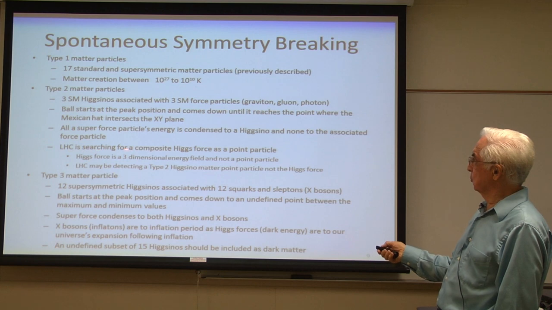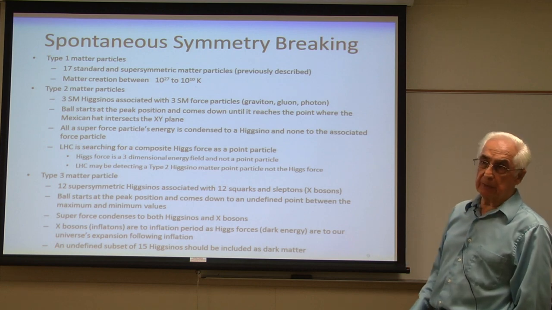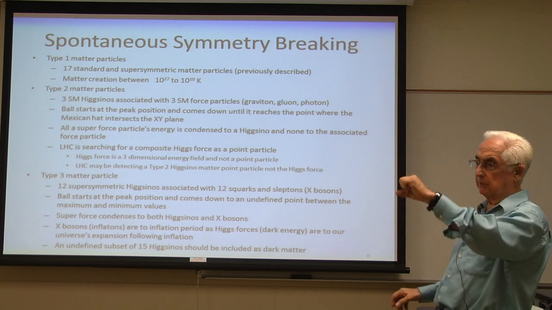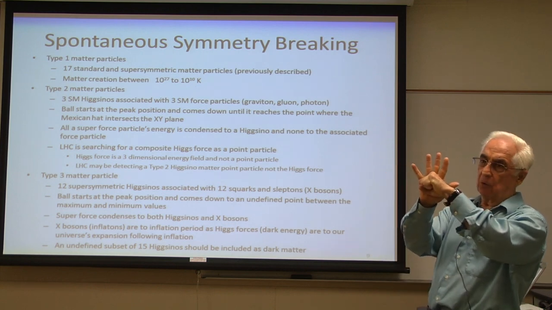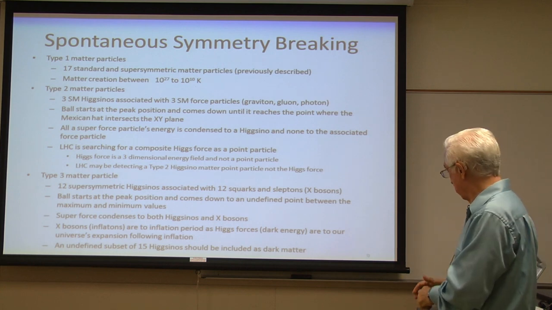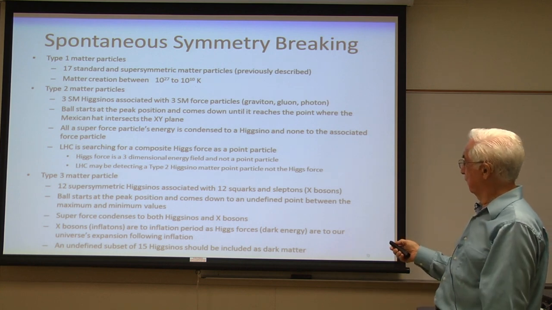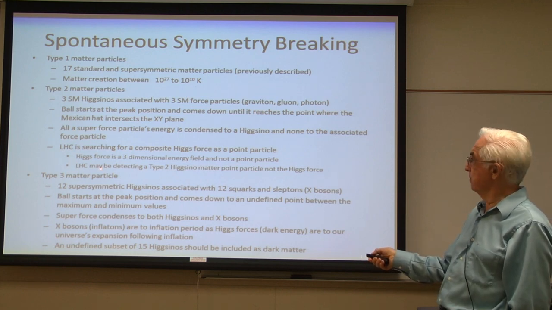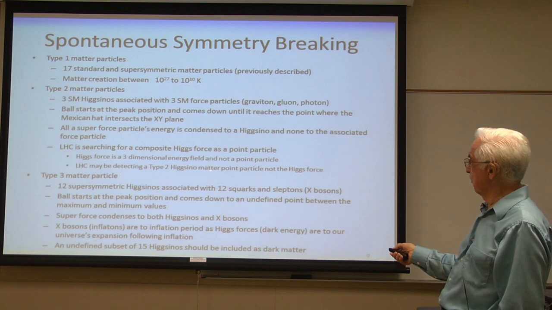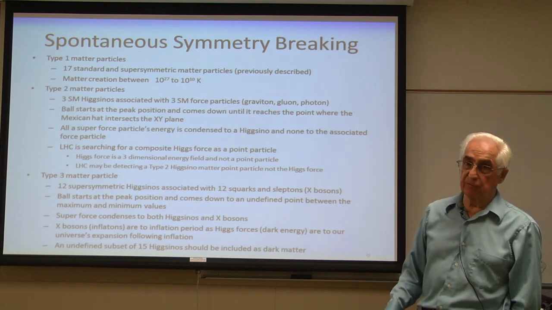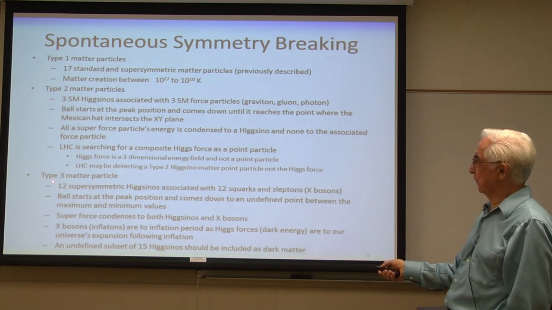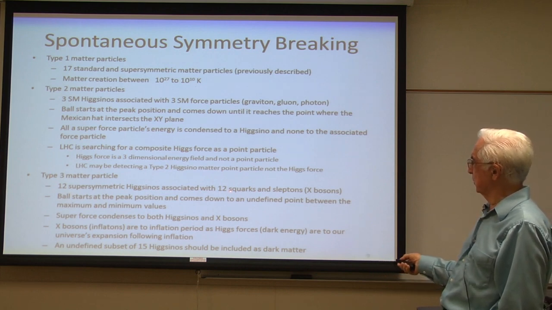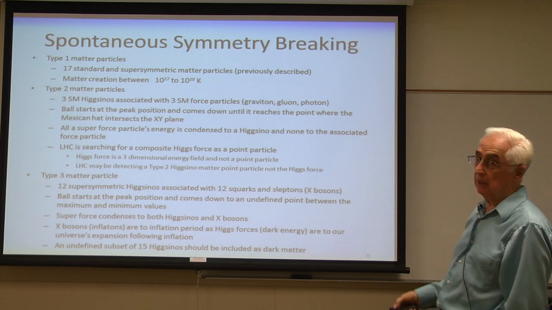The Large Hadron Collider is searching for a composite Higgs force as a point particle. As I said before, the Higgs force is not a point particle. It's a three-dimensional field, the overgrown spines of the underweight porcupine, and therefore it is not a point particle. What the Large Hadron Collider may be detecting is a type II Higgs xenomatter point particle and not the Higgs force.